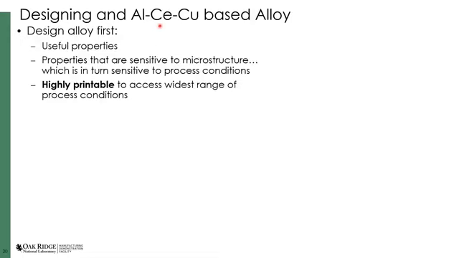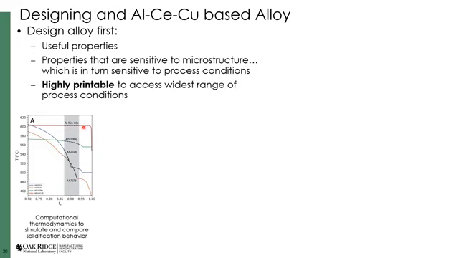So we ended up looking at the aluminum cerium copper system. And the reason for this was we did some initial computational thermodynamics calculations, and we found that this ternary system exhibits this kind of eutectic reaction that I'm showing here on this Scheil simulation that gives us a very flat temperature response with respect to the solid fraction in this critical range where hot cracking is the most susceptible.